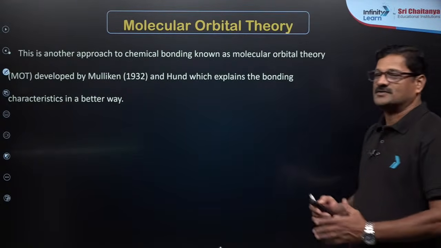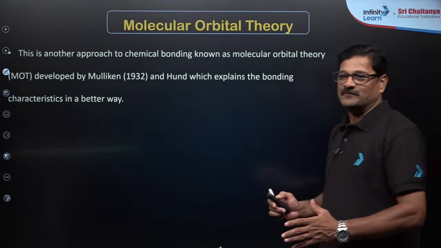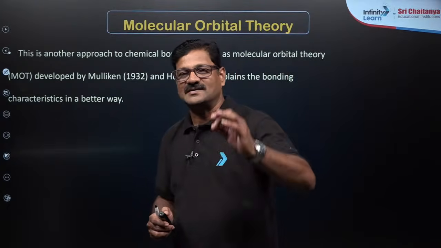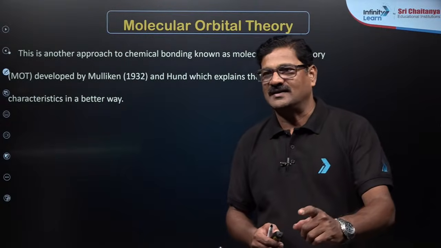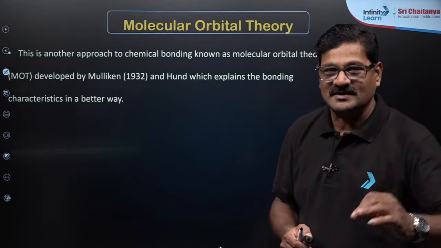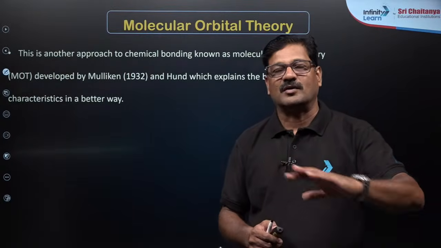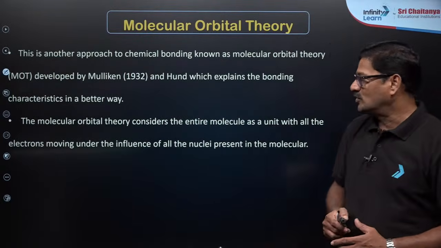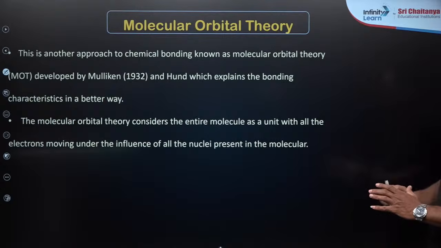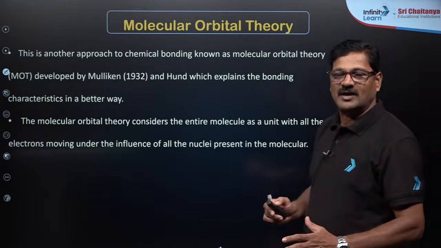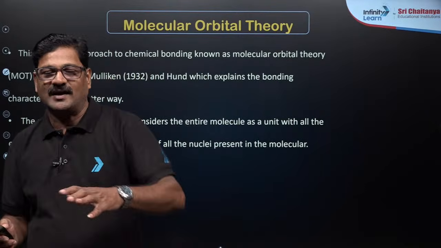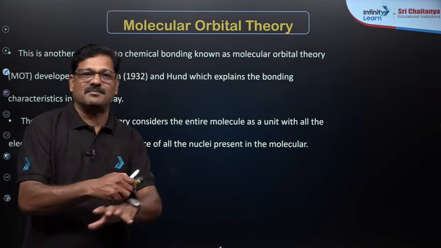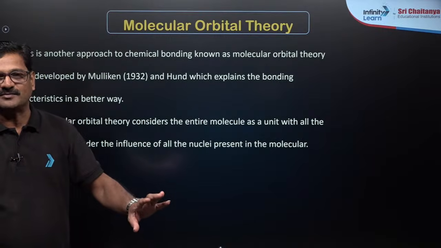So let's talk about molecular orbital theory point to point. This is a fabulous approach developed by Mulliken, and it decides the characteristics of all the bond parameters. Also, this molecular orbital theory considers the entire molecule as an entity. You have atoms, you have electrons in the atom, and the atoms combine, so there are no more atomic orbitals.